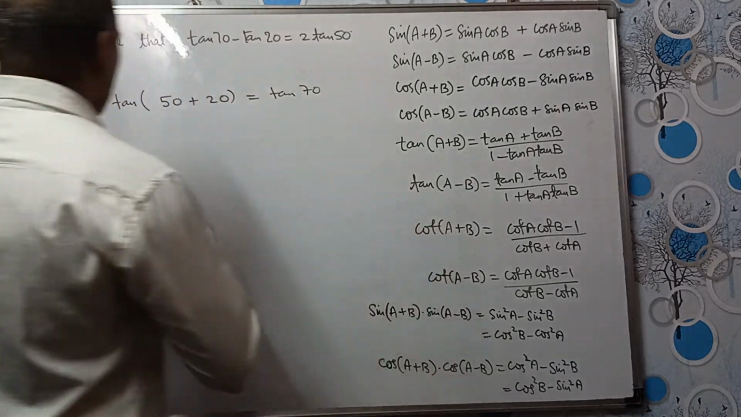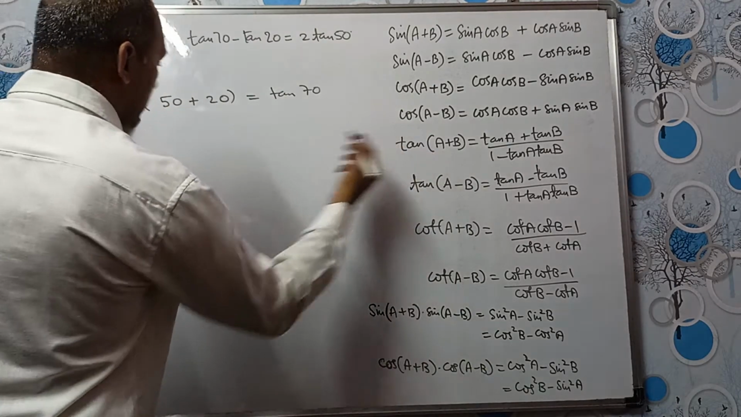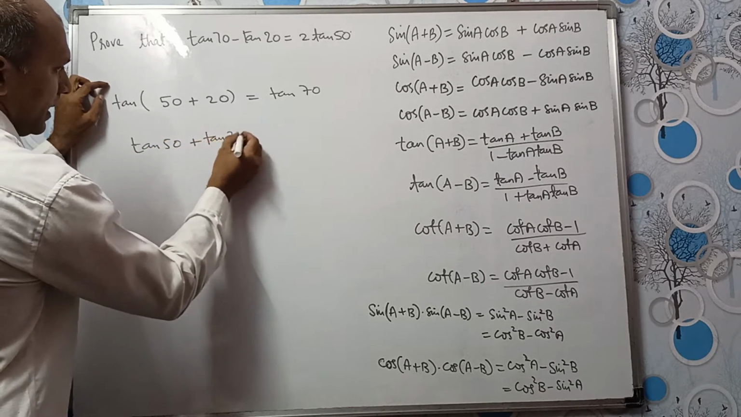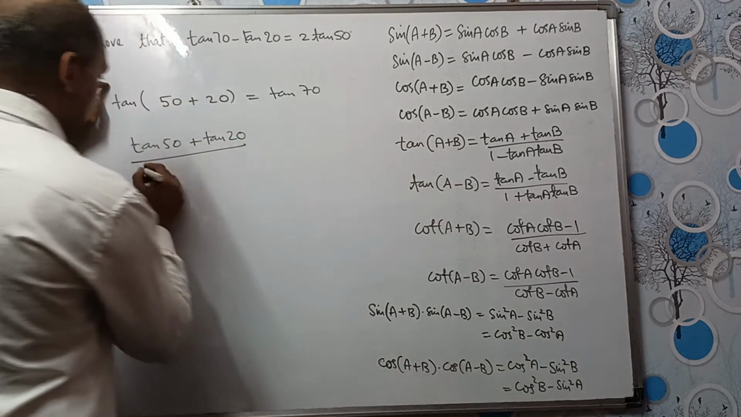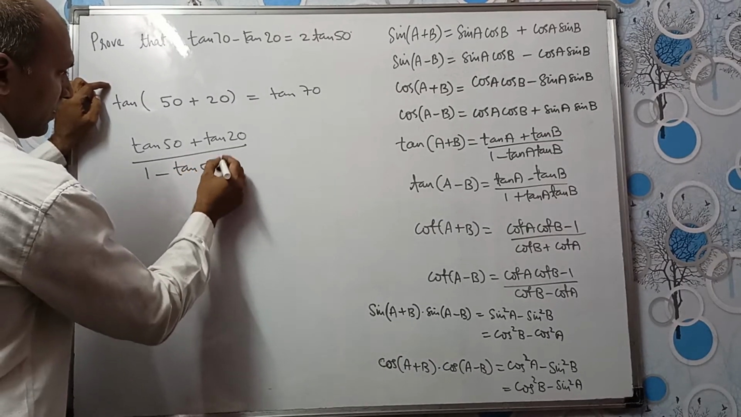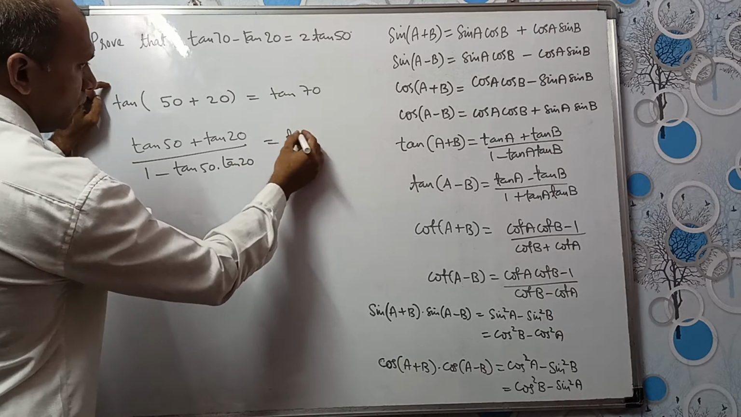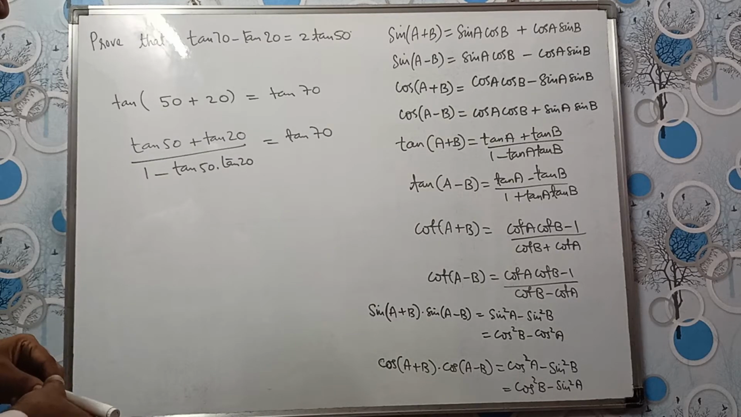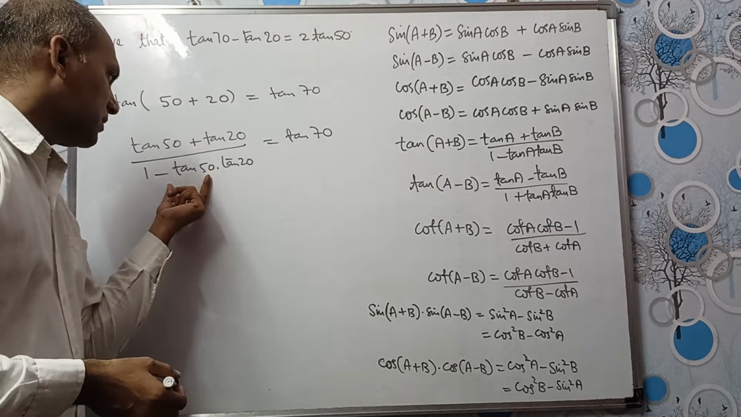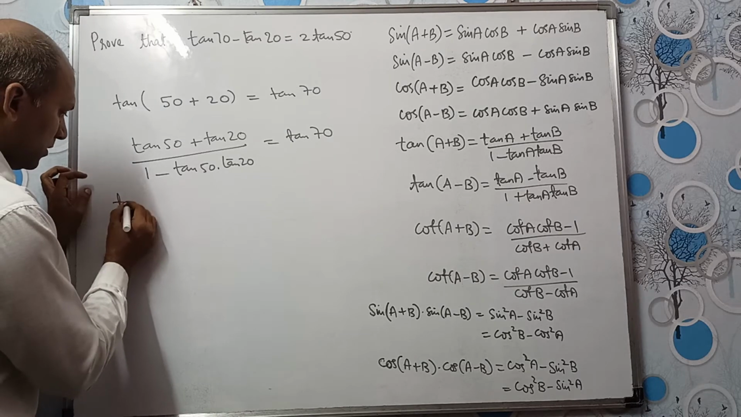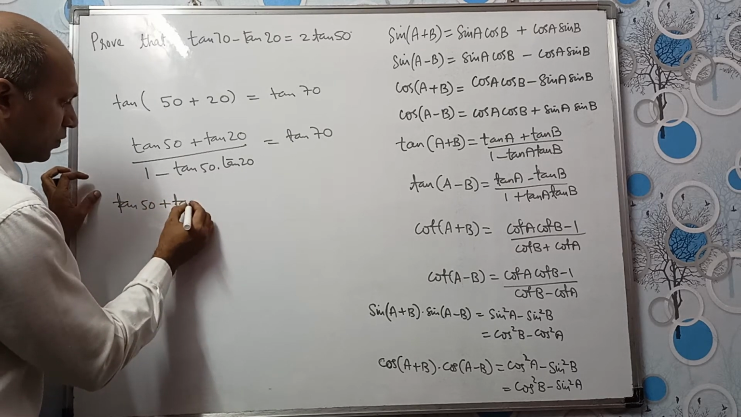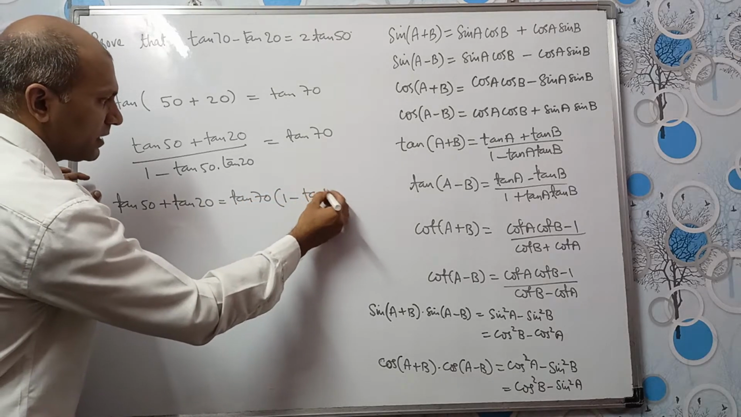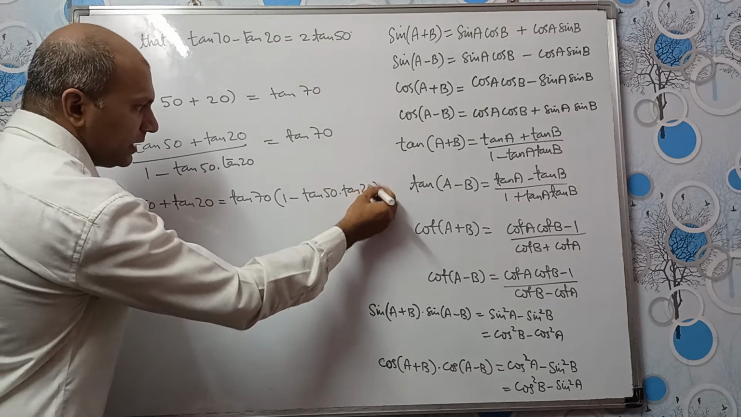Alright. So the expansion of tan A plus B is tan A plus tan B divided by 1 minus tan A tan B. So this will be tan 50 plus tan 20 divided by 1 minus tan 50 multiplied by tan 20, which is equal to tan 70. If you cross multiply, if you send this denominator to the other side, what will happen? This is tan 50 plus tan 20 is equal to tan 70 multiplied by 1 minus tan 50 tan 20.